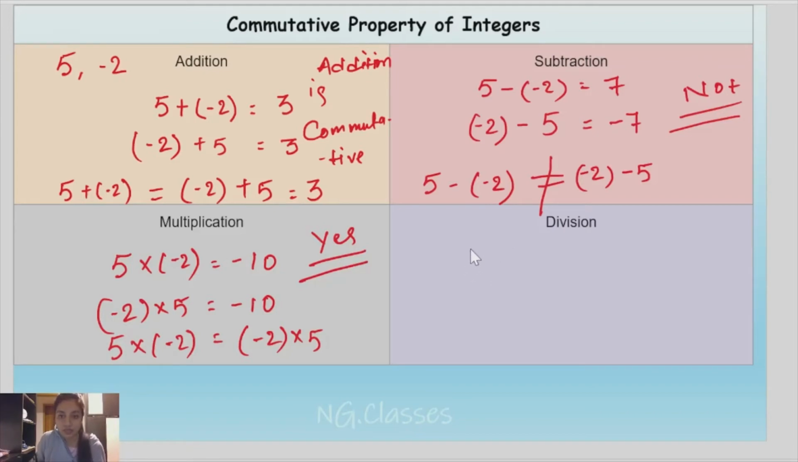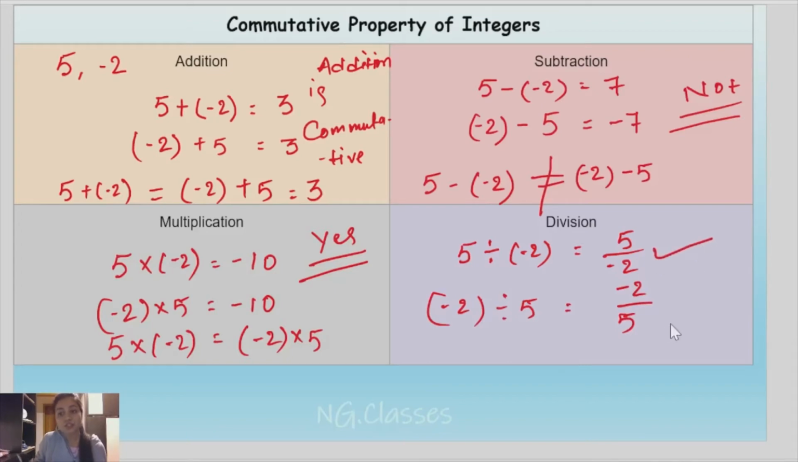Now let's check for division. 5 divided by minus 2. It will be 5 by minus 2 I can write. Right? Now minus 2 divided by 5. This will be minus 2 by 5. 5 by minus 2 and minus 2 by 5 both are not same. So I can say 5 divided by minus 2 is not equal to minus 2 divided by 5. So division is not commutative.